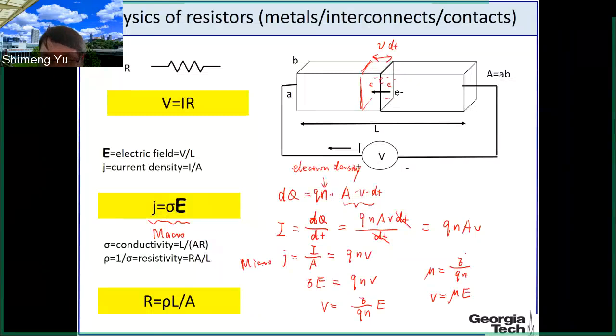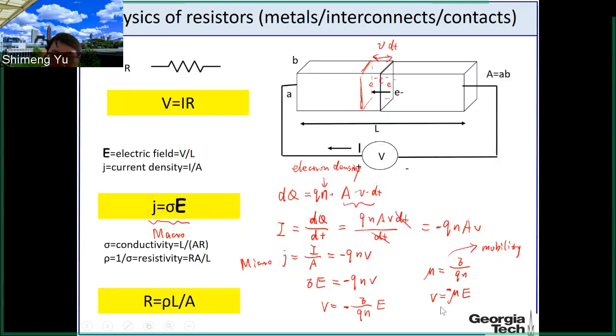So what is this mu? Mu is called mobility. Also here I need to make a correction, because current flows in the opposite direction of the electron by definition. So you need to carry a negative sign here. So this negative sign is for electron flow and current flow. By definition, they are opposites.